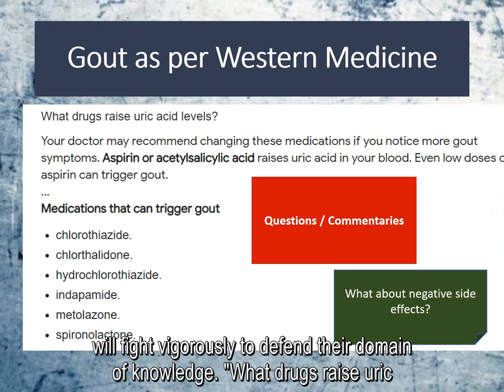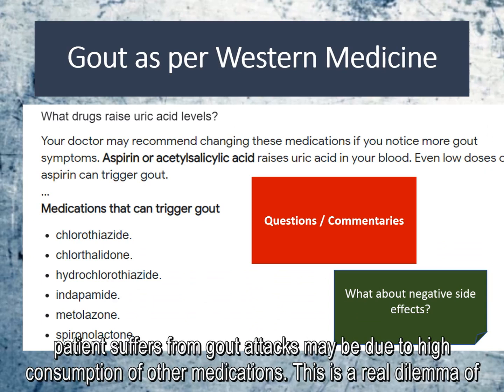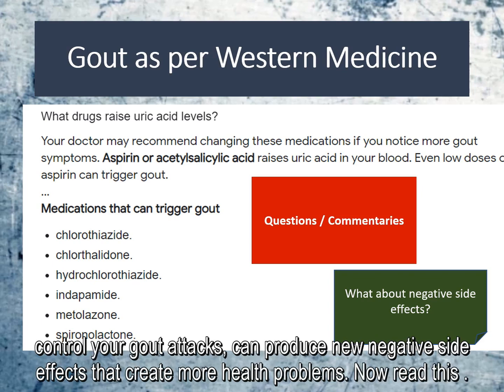What drugs raise uric acid level? As you can see, there are many drugs that raise uric acid level. This implies that a patient suffering from a gout attack may be due to high consumption of other medication. This is a real dilemma of Western medicine. The drugs administered may have many negative side effects. The very drugs you take to control your gout attack can produce new negative side effects that create more health problems.